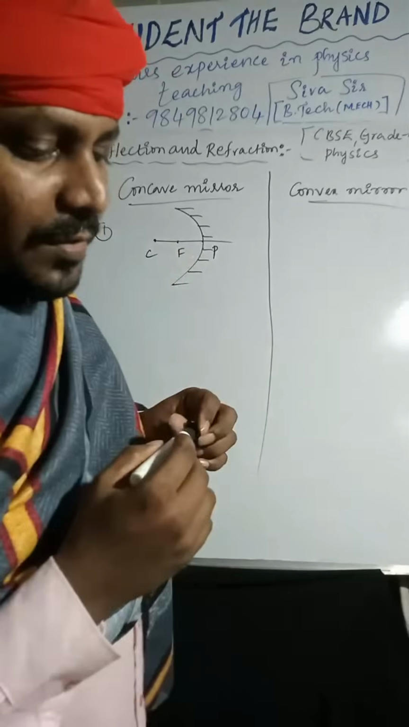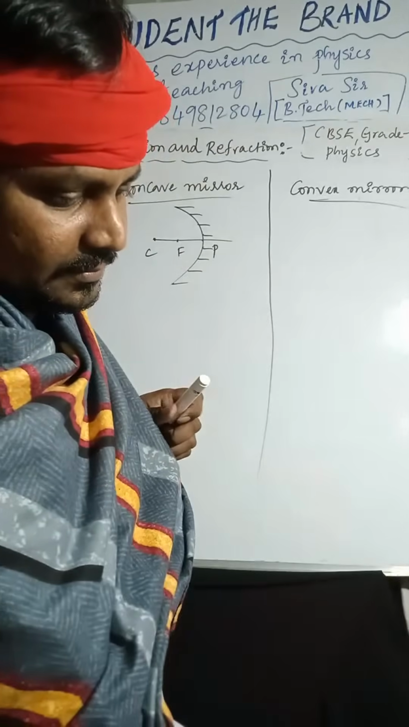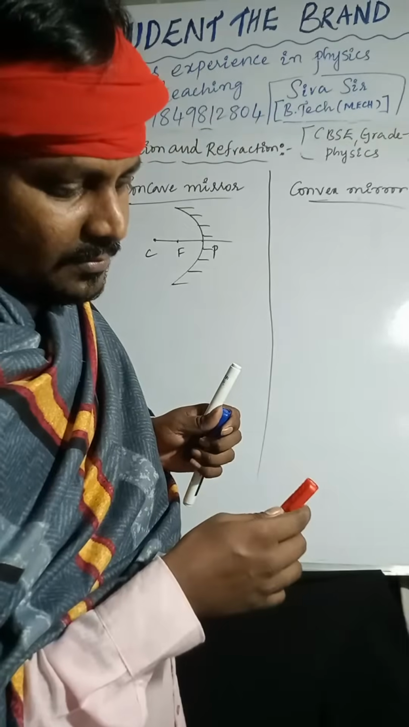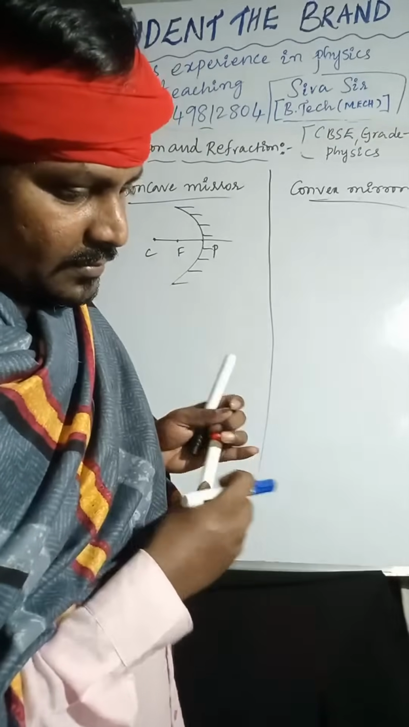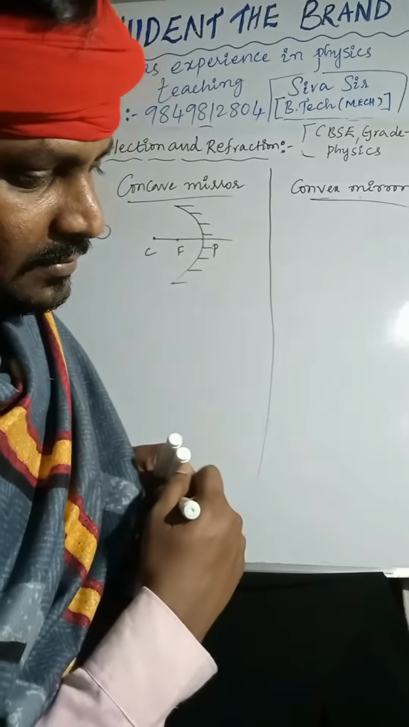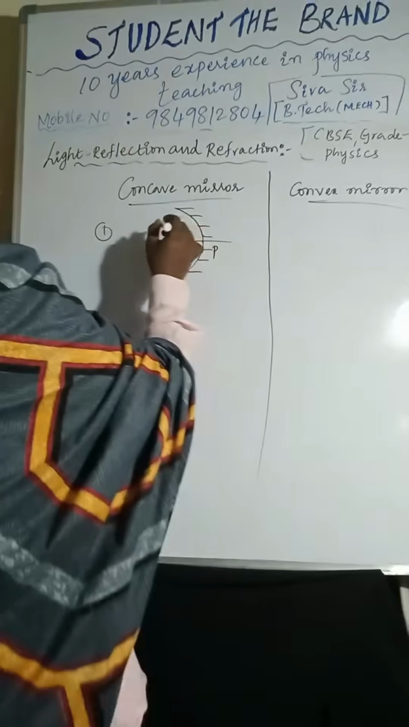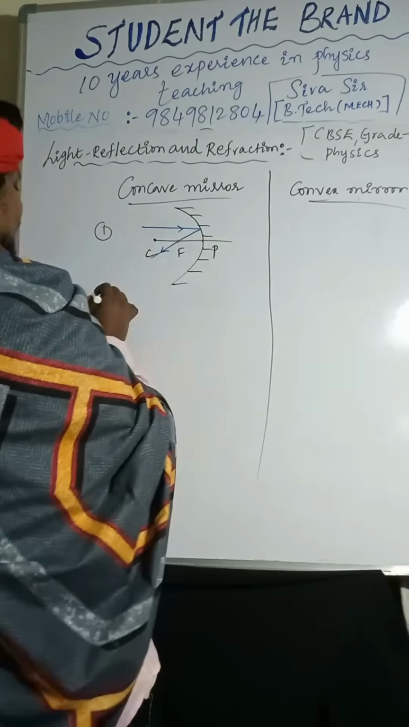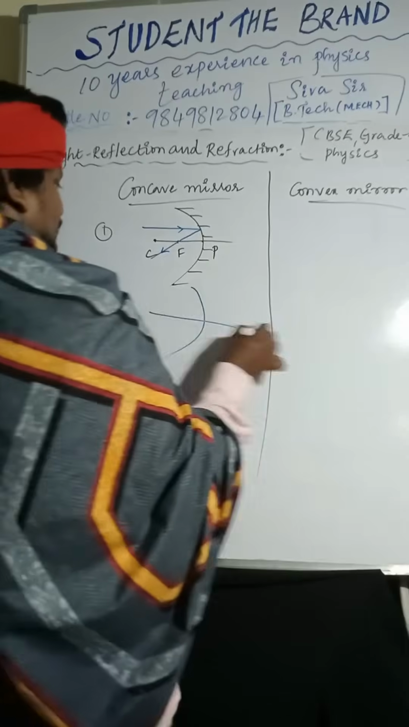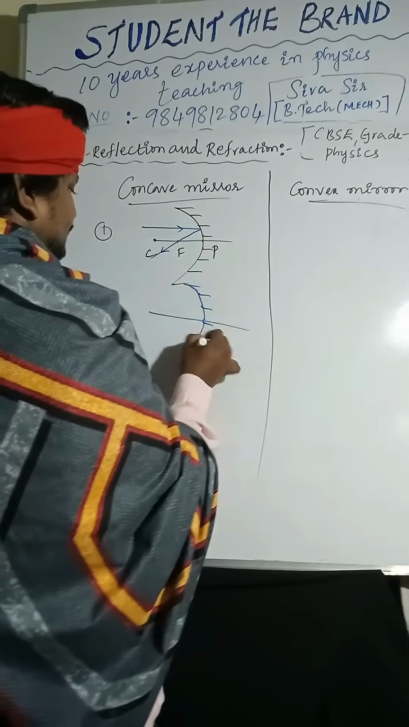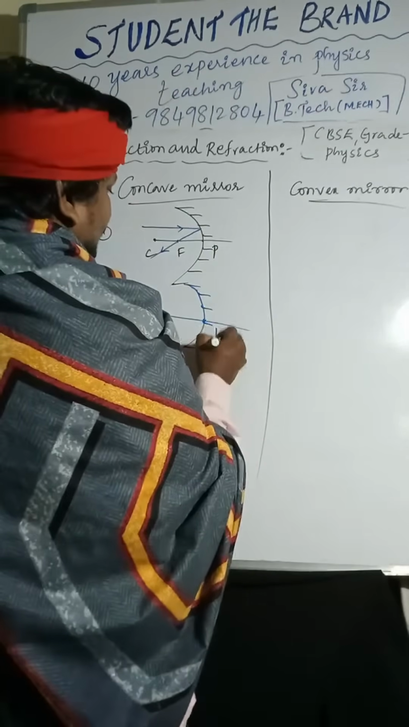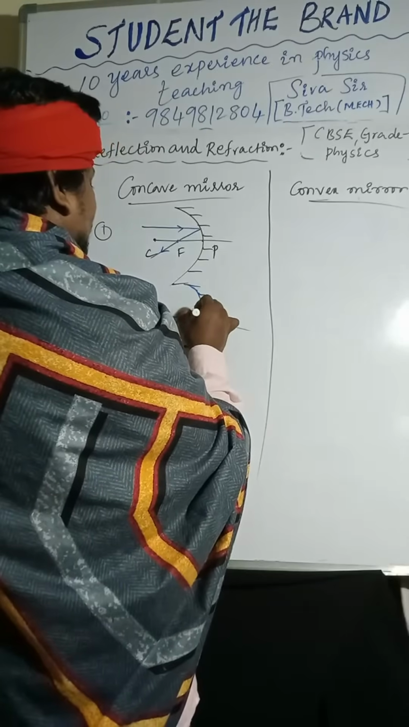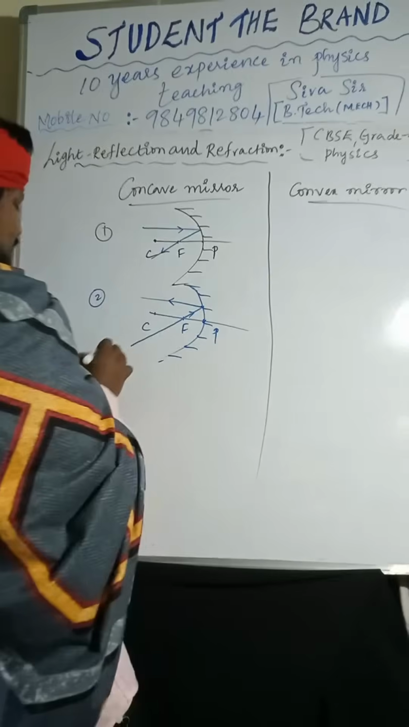Rule one: a light ray coming from infinity, after reflection, passes through the focus. Second: a light ray passing through the center of curvature, after reflection, moves towards infinity.